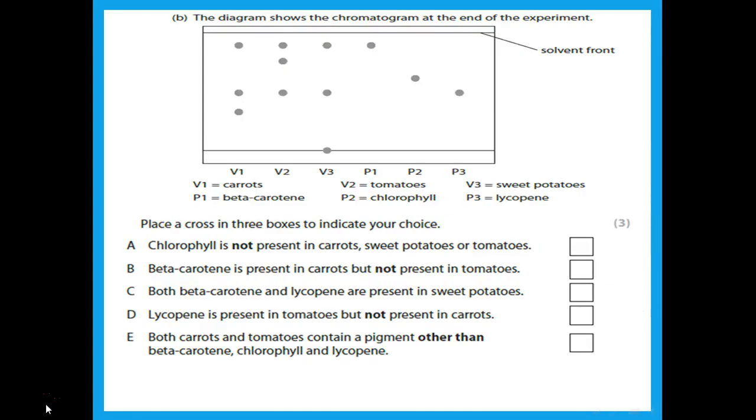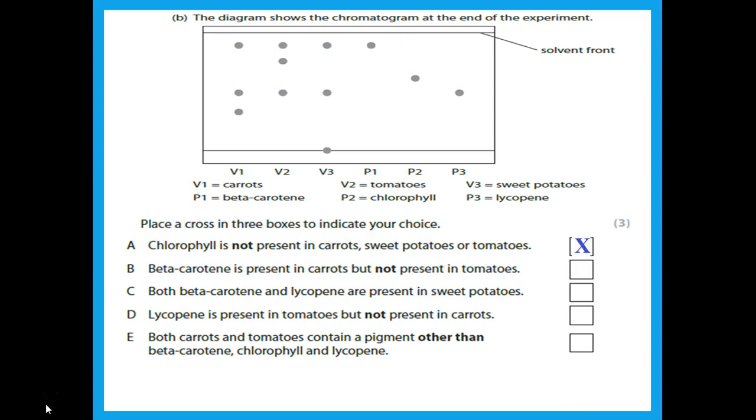Okay, this is a copy of the diagram again of the chromatogram, and he's saying place a cross in 3 boxes to indicate your choice. So he's saying 3 of these statements are correct. Which ones are correct? So let's take them one by one. He's saying chlorophyll is not present in carrots, sweet potatoes, or tomatoes. Carrots, sweet potatoes, or tomatoes are V1, V2, V3. Okay? Now, chlorophyll is which one? Chlorophyll is P2. And he's saying chlorophyll is not present in V1, V2, V3. So I look at chlorophyll, P2. P2 has a spot that is not the same height as any of the other spots in V1, V2, V3. So this statement is actually correct, and he says place a cross in the correct box.